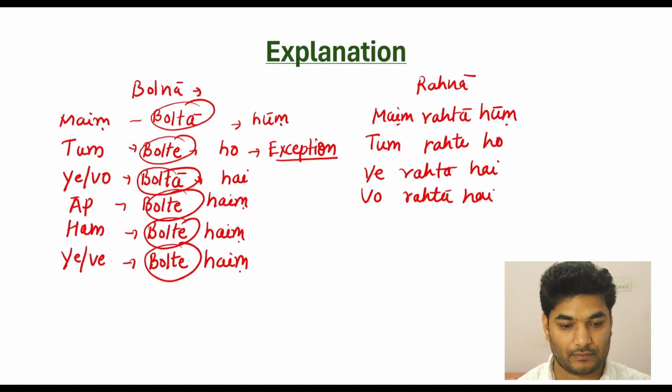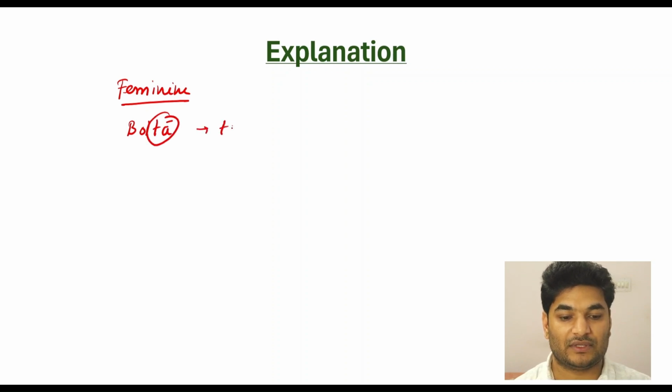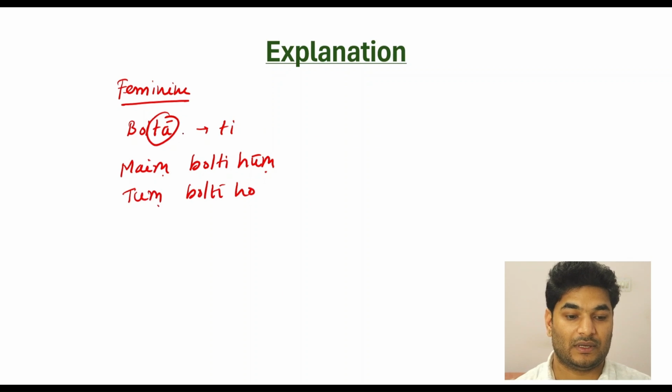Now, we have feminine versions. Feminine बोलता, instead of ta, we use ती. मैं बोलती हूँ. तुम बोलती हो. And ये वो बोलती है. हम बोलती हैं. And it will continue.